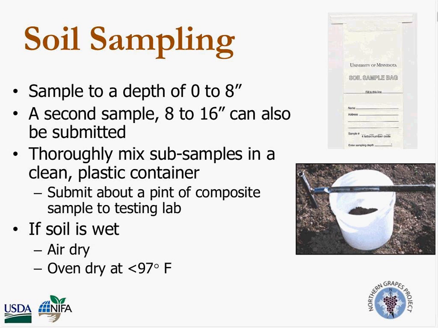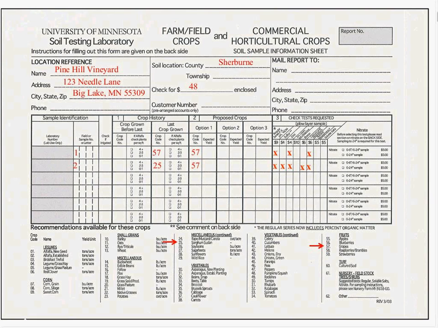This is just an example of a soil information sheet. When you submit your sample, you're going to have to provide a certain amount of information, such as what the field is and what crop you're going to be fertilizing. And then you'll select different tests.